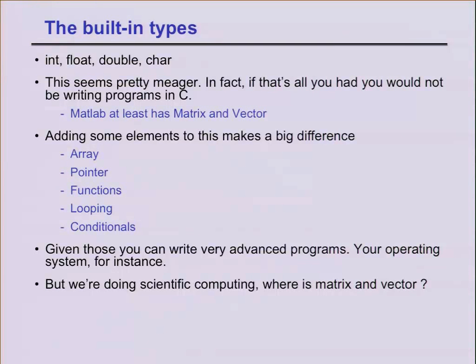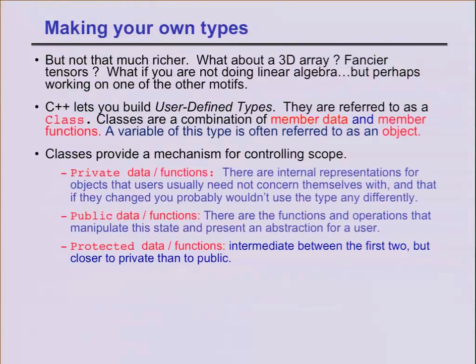So we're doing scientific computing here. So where are matrix and vector? Well, we build them. And one of the nice things about C++ is it gives us a nice way of building your own types. You can build 3D arrays, tensors, things that support the other motifs. C++ lets you build user-defined types.